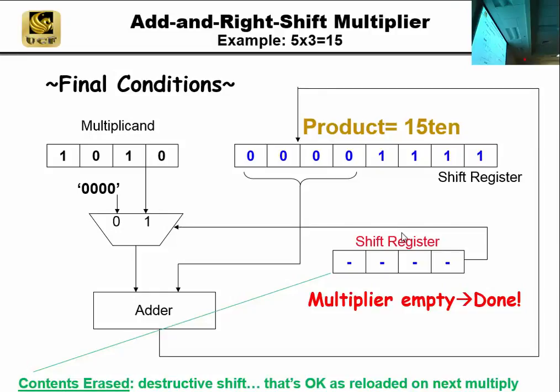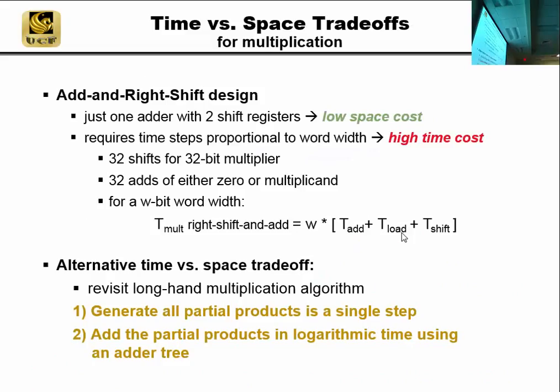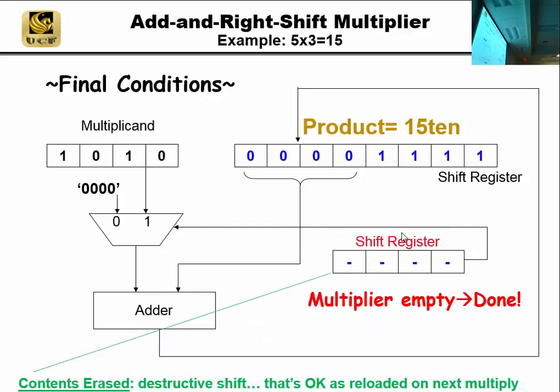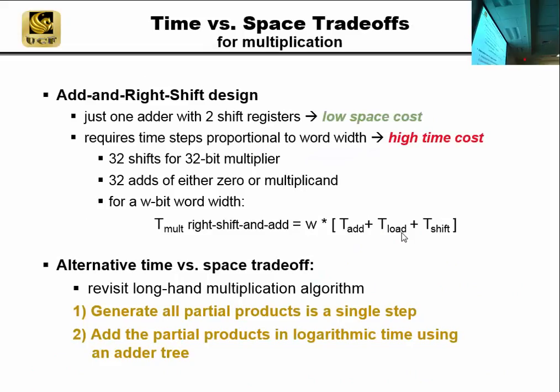Oh, these are actually the shift registers. This is just a regular register, right? So 1 adder, 2 shift registers, 1 regular register, and a mux. So the space cost is not huge. You know, for doing multiplication, that's not too much hardware, really.